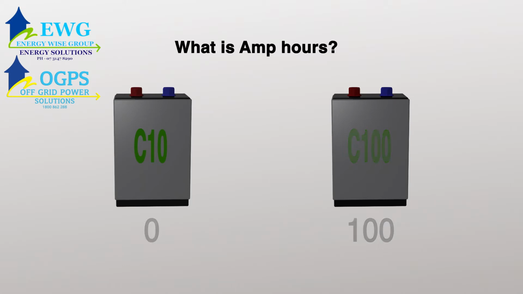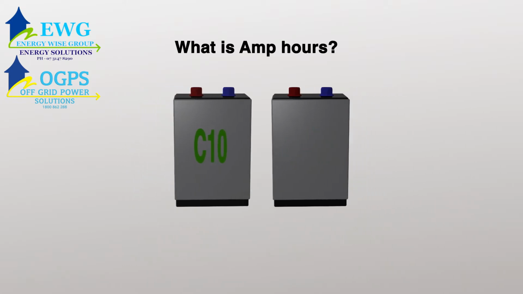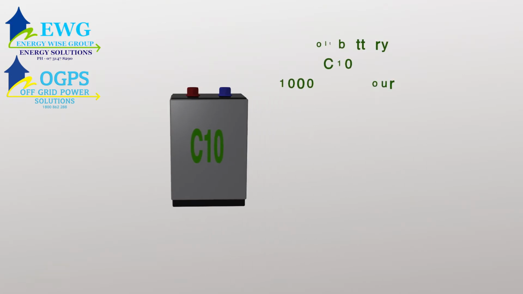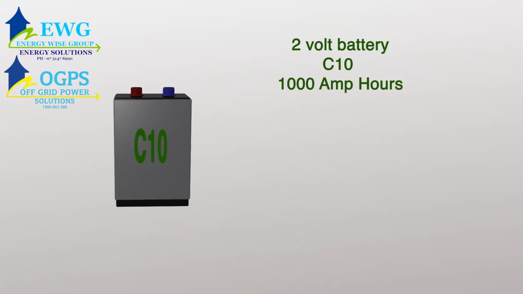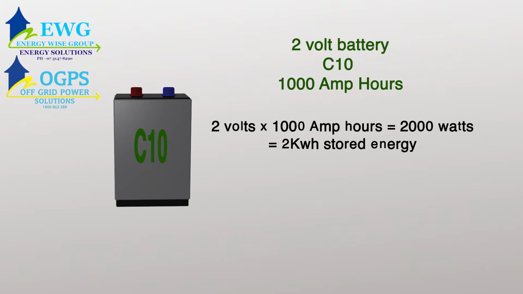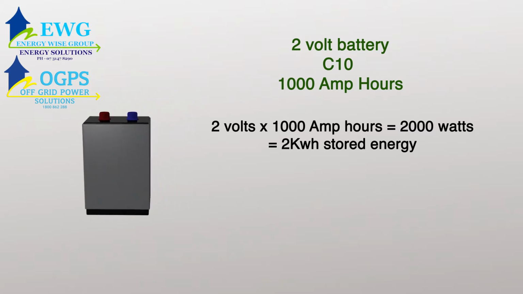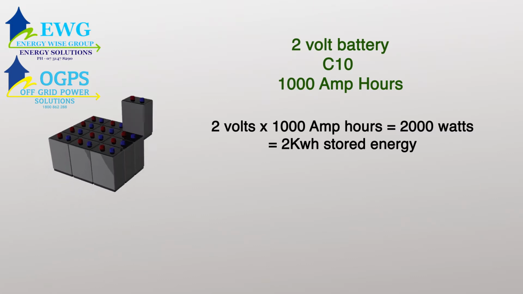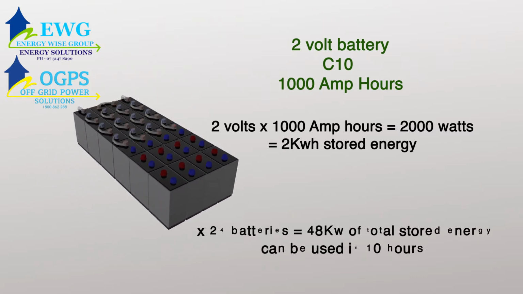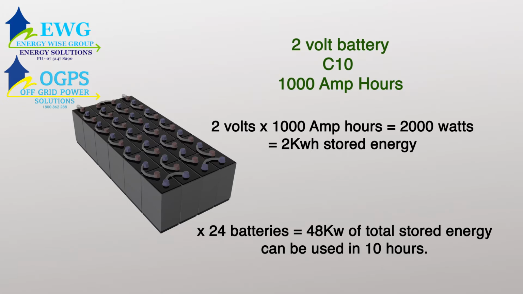What is amp hours? Amp hours is the amount of energy a battery has at a certain discharge rate. Let's use a C10 rating. 48 volts multiplied by the amp hours of the batteries equals the stored capacity in watt hours over a 10-hour period. 2 volts times 1000 amp hours equals 2000 watt hours, which means this battery can deliver 2 kilowatt hours in 10 hours until it is completely discharged. Remembering, we need 24 batteries of 2 volts to achieve 48 volt nominal operating voltage. So in total, we would have 48,000 watt hours, so 48 kilowatt hours of stored energy.